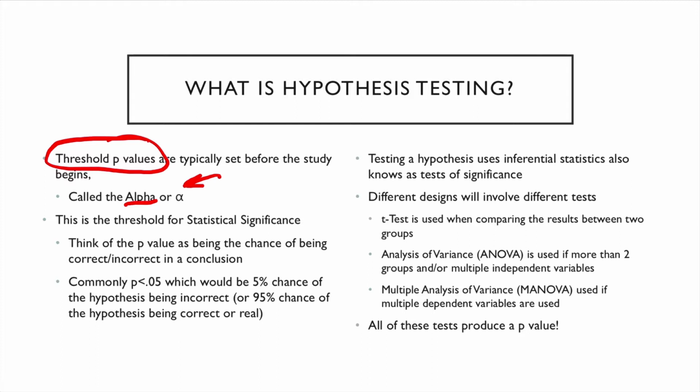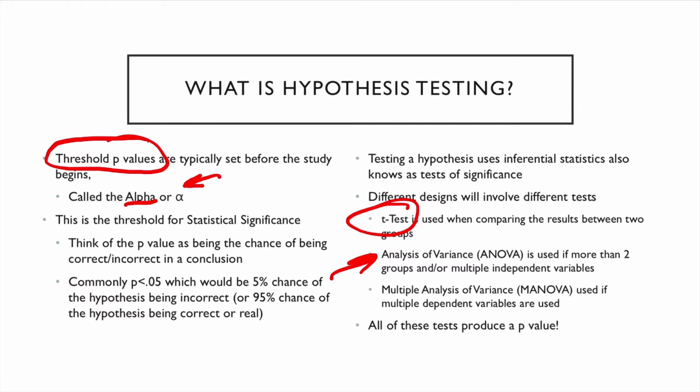Testing a hypothesis uses inferential statistics, also known as tests of significance. So again, what we're looking to see is if differences in the measures are true or real, statistically significant, or are they just due to random variability? There are different tests that will give us the ability to test statistical significance. In the literature, in our field especially, we often see t-tests used, ANOVAs used, or MANOVAs used. But they all do basically the same thing.